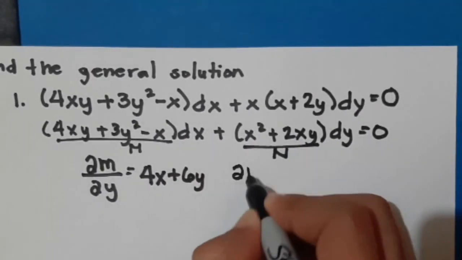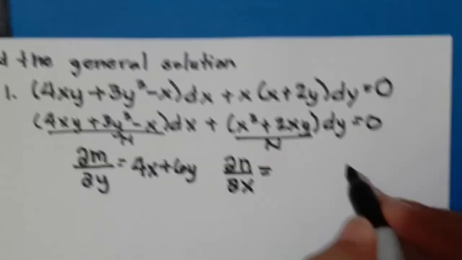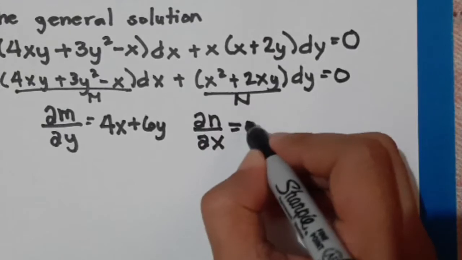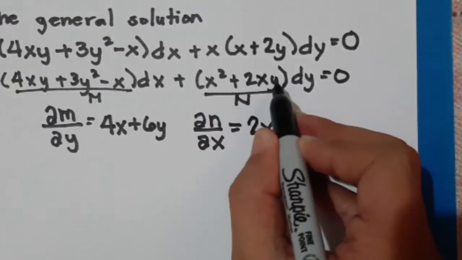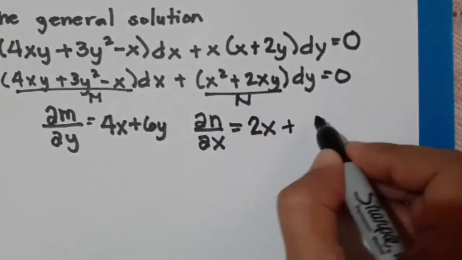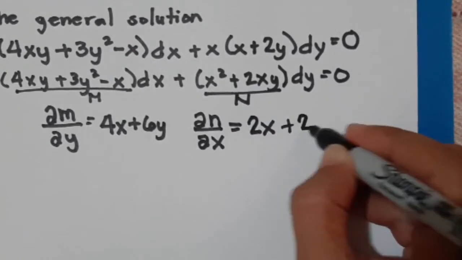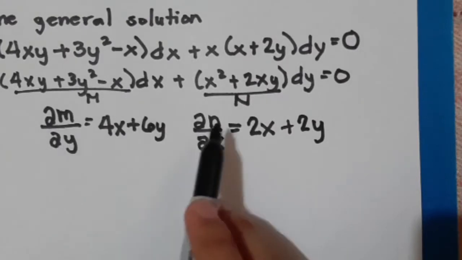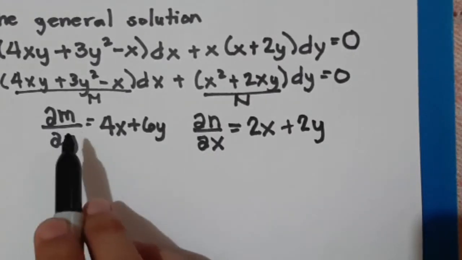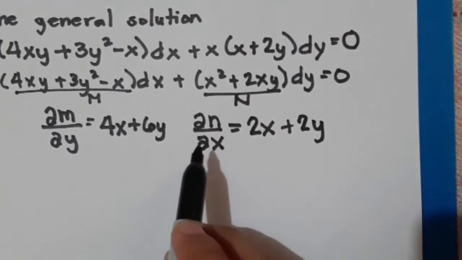Then N_x, or the partial derivative of N with respect to x, is simply the derivative of x², that is 2x. Then, the derivative of 2xy, wherein y is constant, you just copy y, you differentiate 2x, that is 2, so we have 2 times y constant. So as you can see, M_y and N_x are not equivalent. Therefore, this equation is not an exact equation.